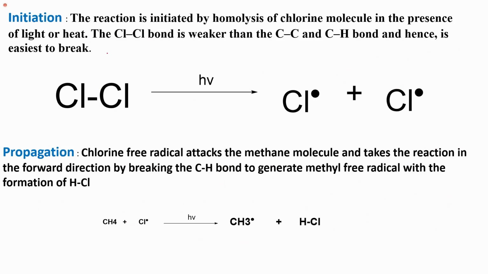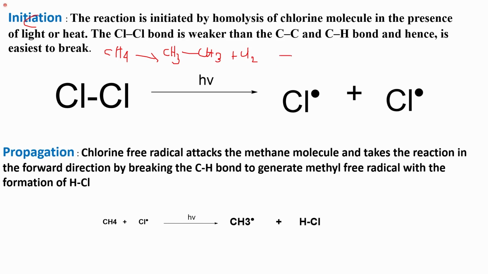Let's say for example we take the first example, Cl2. The reaction is initiated by homolysis of the chlorine molecule in the presence of light or heat. The Cl-Cl bond is weaker than the carbon-hydrogen bond, and hence it is easy to break the chlorine molecule. So if you have a CH4 molecule, or else a CH3 molecule, and you have a Cl2 molecule, there is a possibility.